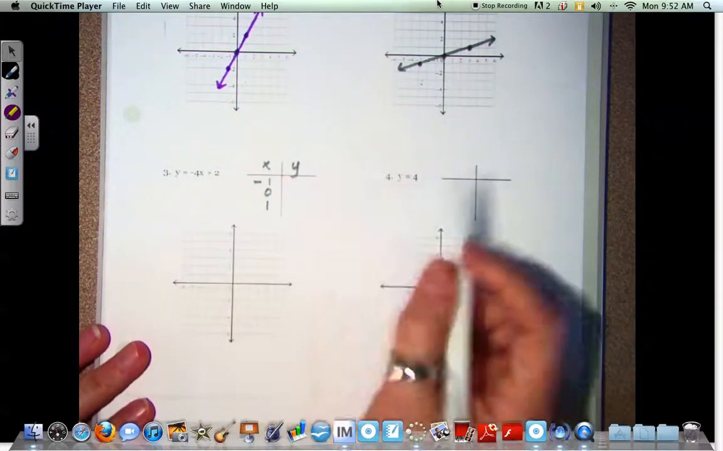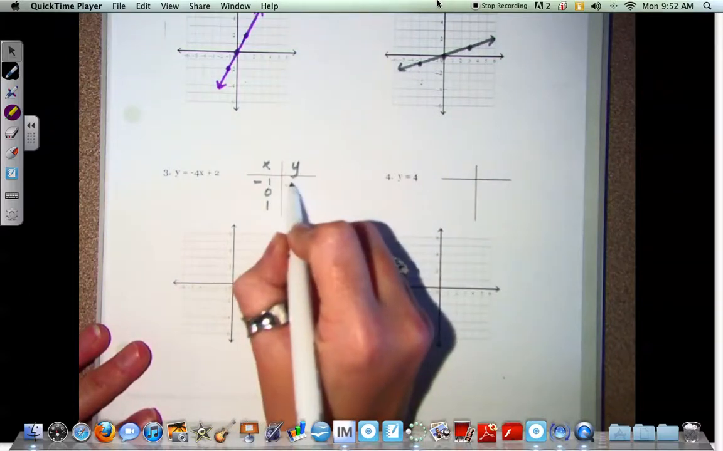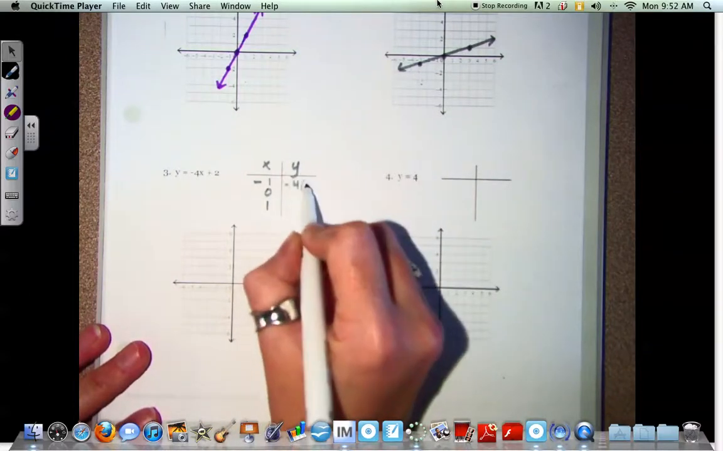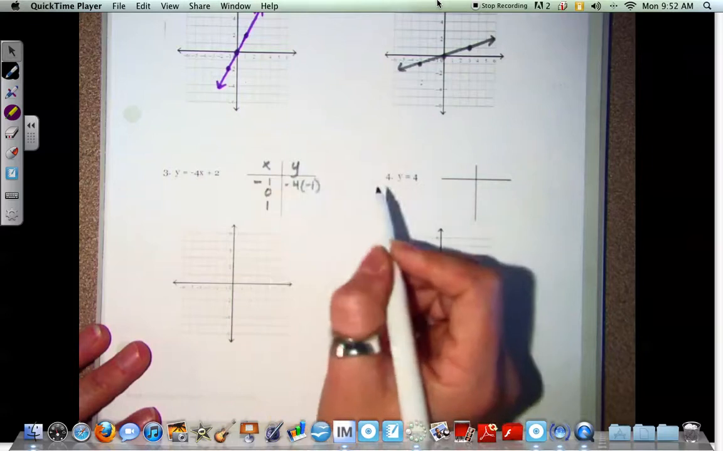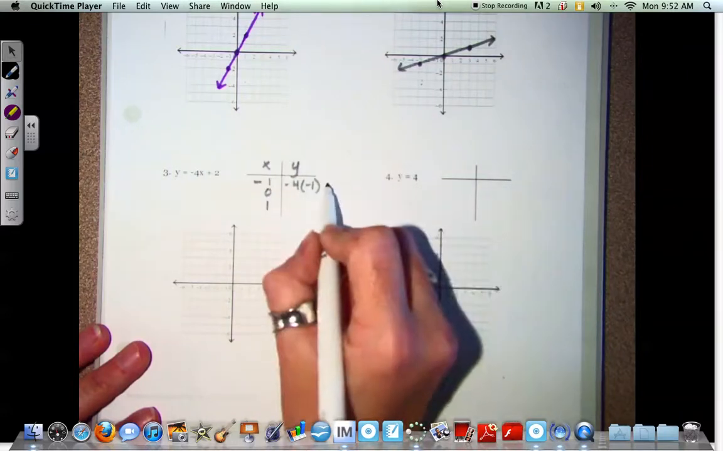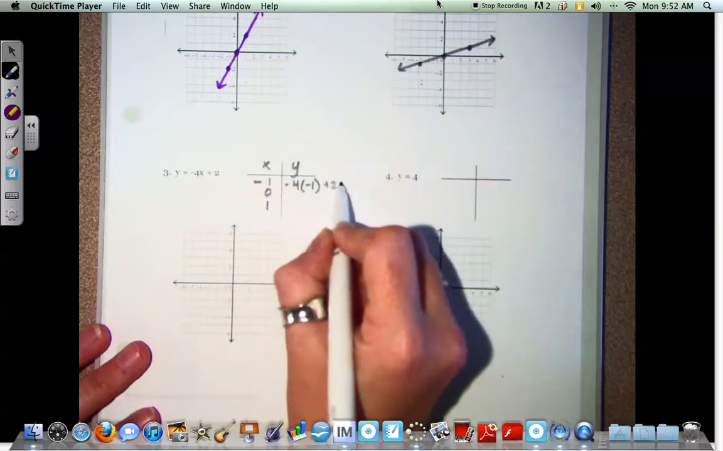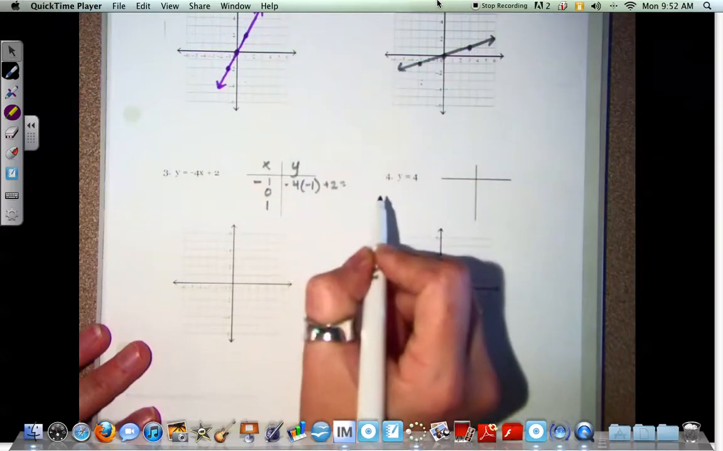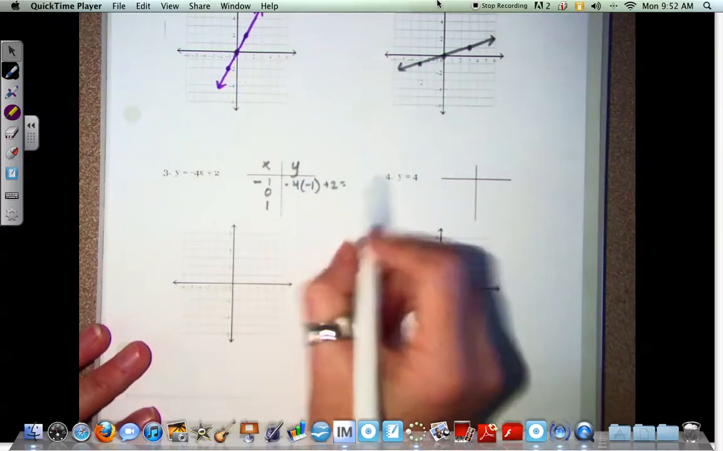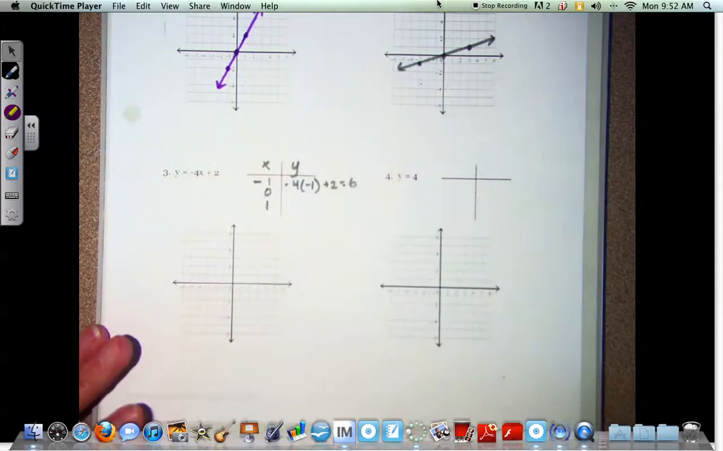Substitute your -1 in for x. So you have -4 times -1. What does that give you? 4. And then add the 2. That would be 6. Equals 6. Where'd you get -2?